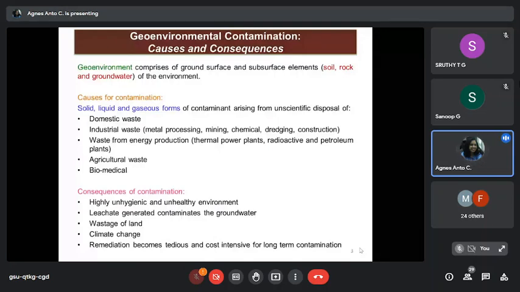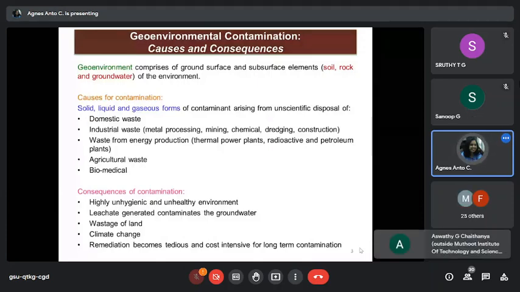And this will actually get mixed up with your groundwater, and it will contaminate all our drinking water sources. And wastage of land is another serious issue, because at this point of time land is very scarce. Sometimes you bury your waste or you dispose your waste directly into the land, so you lose the land fertility, or your land becomes derelict and it loses its value. So wastage of land at this point of time cannot be afforded.